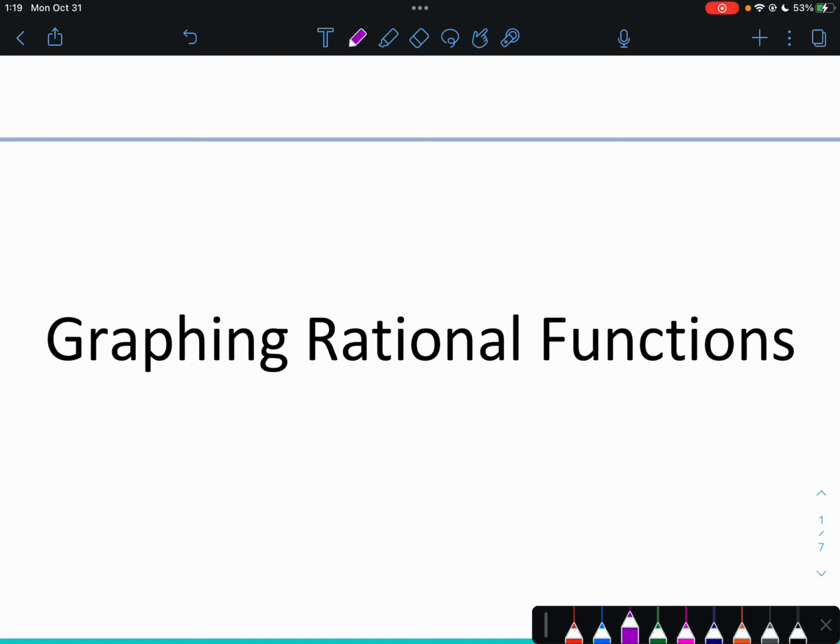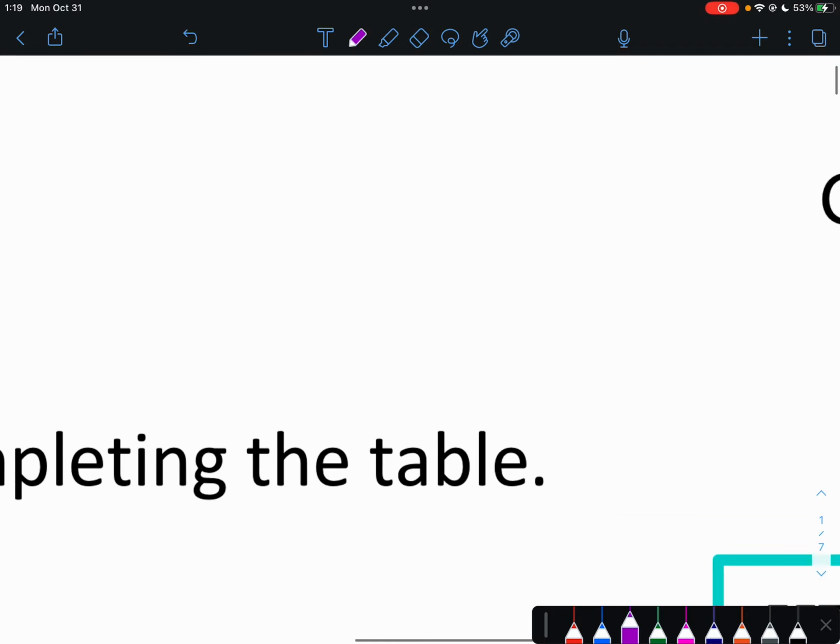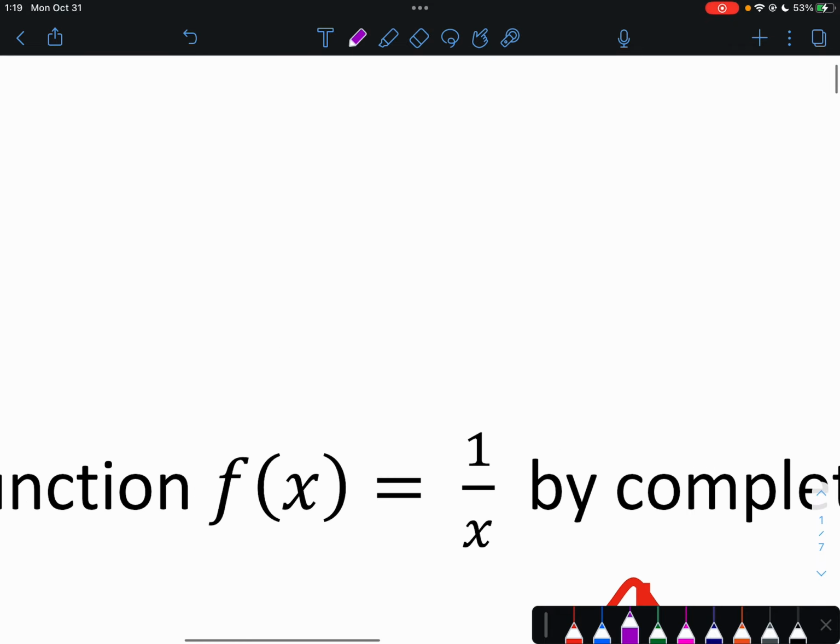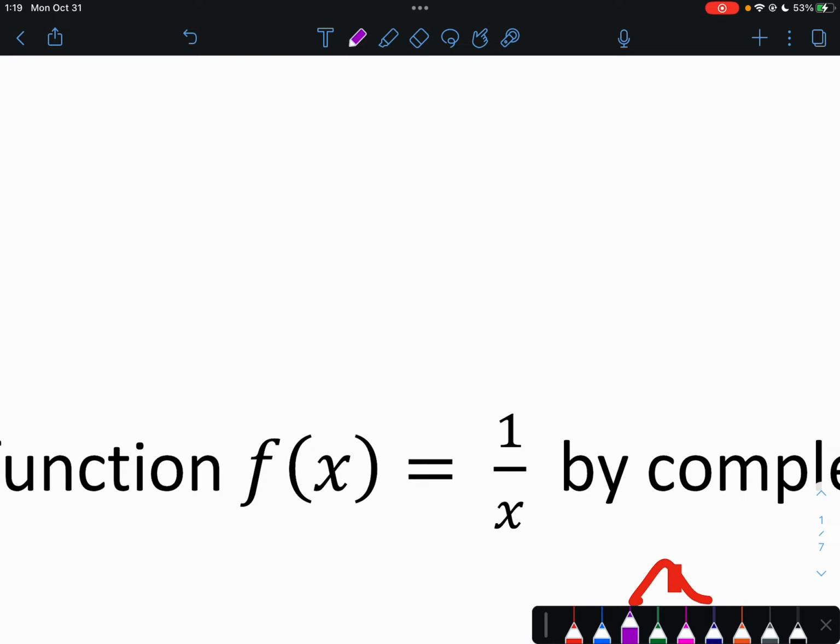Before we get started here, there's an opener problem on the parent rational function. So what I'd like you to do is to complete the table and graph this by hand. You can always use your graphing calculator to check the graph. When you're done, you can come back and check your answers on this video. Pause the video now and try the opener.